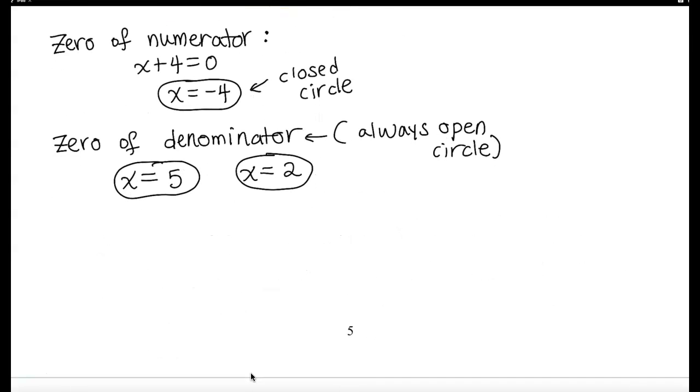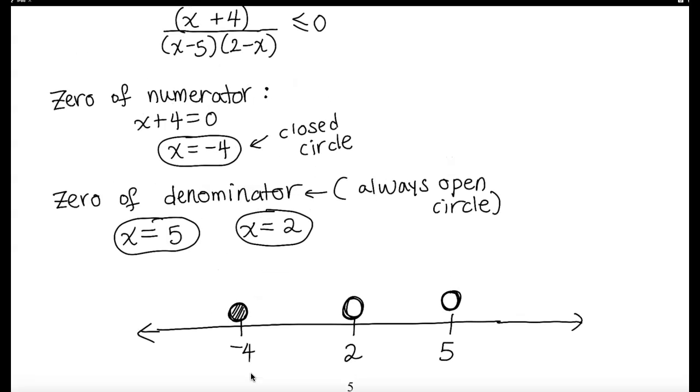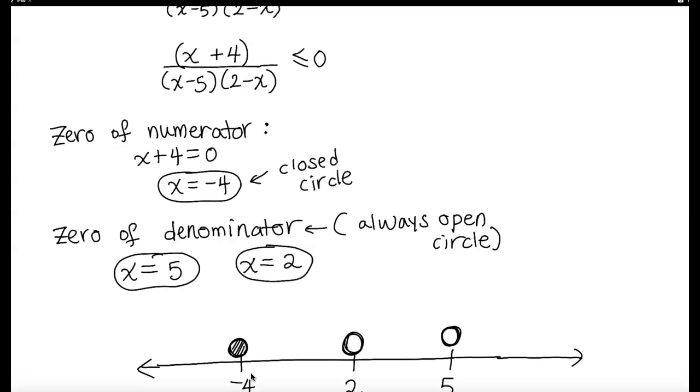Let me go ahead and draw a number line here, okay? I'm going to need a lot of room over here. I'll draw a number line with negative 4 on the left, a closed circle, 2 in the middle, an open circle, and 5 right here, another open circle. Okay, so what I want to see is which intervals will give us a statement that satisfies this inequality. So it's time for us to plug in some values, okay?